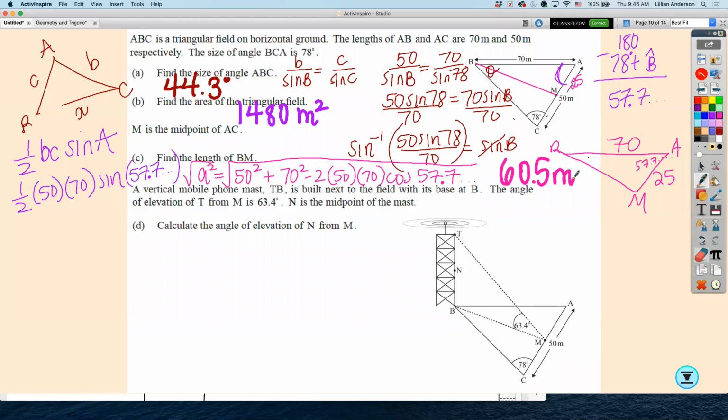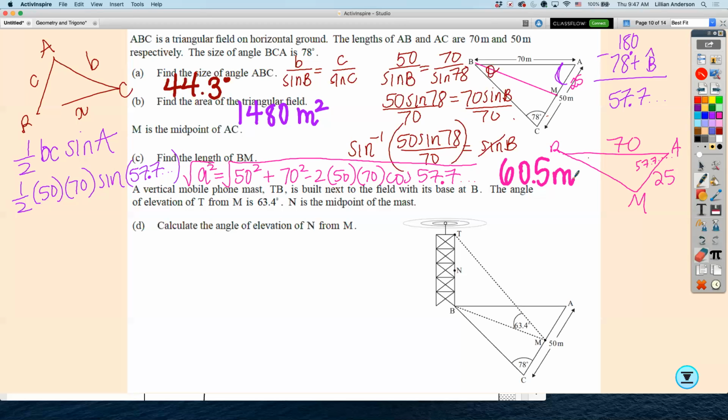Now, remember, this is a paper 2 problem, first off. Remember from before it said that ABC is a triangular field on a horizontal ground. So then for part D, it says a vertical mobile phone mast TB is built next to the field with its base at B, a horizontal ground and a vertical pole. The angle of elevation from M to T is 63.4 degrees. N is the midpoint of the mast.